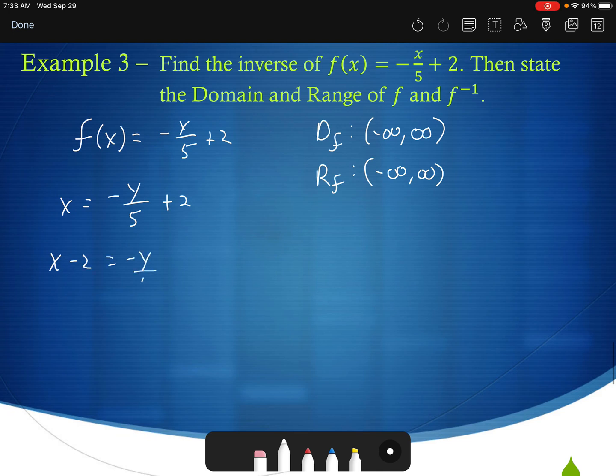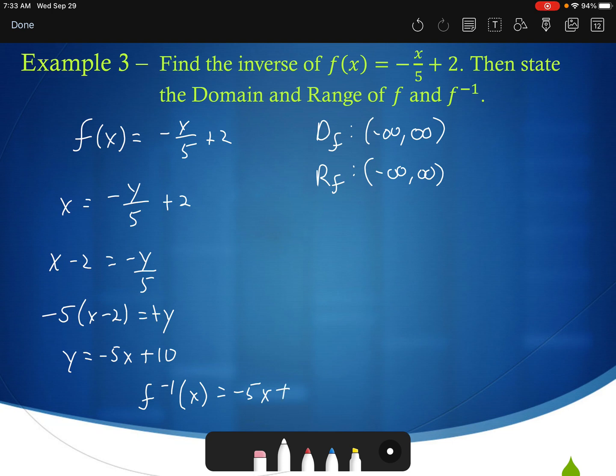Solve for y. I'm going to multiply by 5. So this will be 5 times (x minus 2) equals negative y. So I'm going to divide by negative 1. So y equals negative 5x plus 10. Yep. So f inverse of x is just a line, negative 5x plus 10. And we know that the domain of f inverse is negative infinity to infinity. And the range of f inverse is negative infinity to infinity.